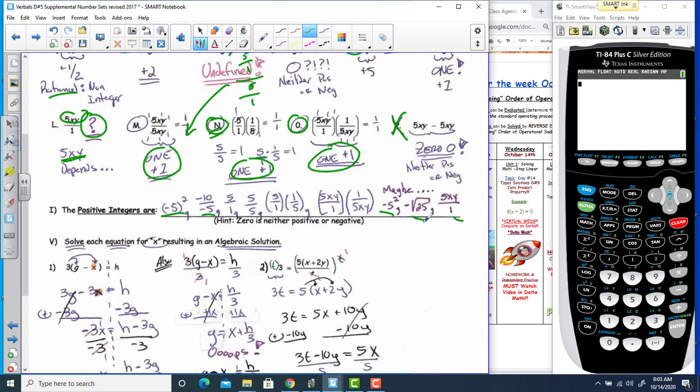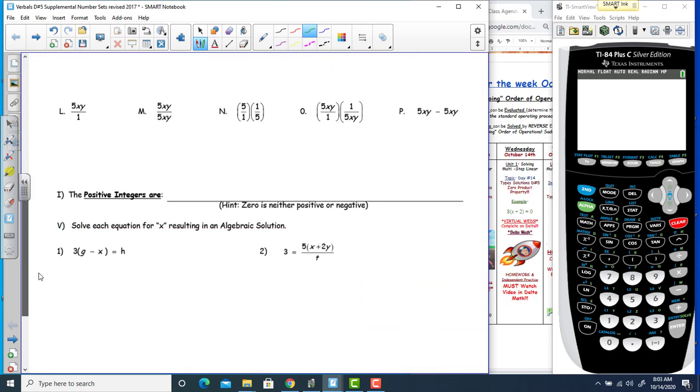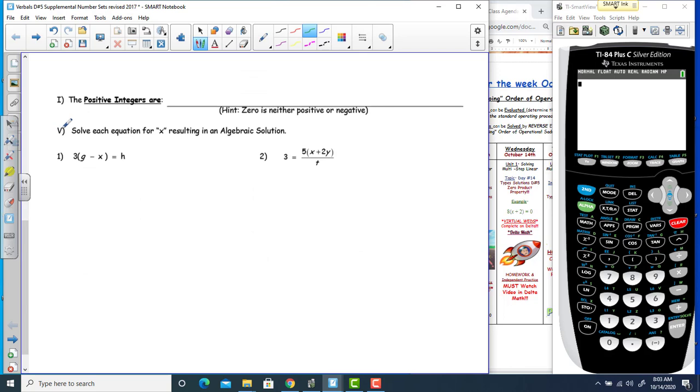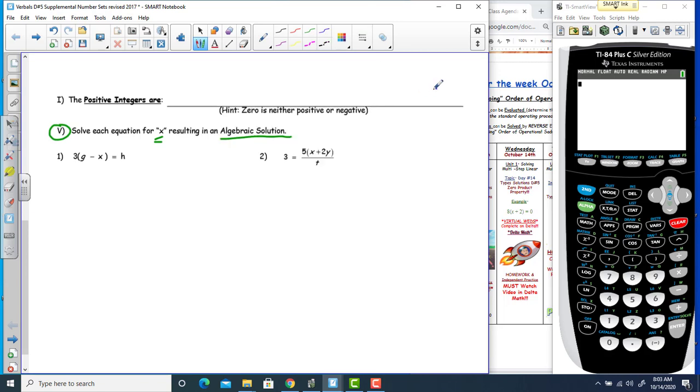Down below, I should have had you do this, I guess, as an additional do now problem to see how you did on last night's work, where you could have solved each equation for x, resulting in an algebraic solution. So these are the style of questions we did yesterday, where we talked about not only can you get non-integer solutions when you solve algebraic equations, but you can also get algebraic solutions.